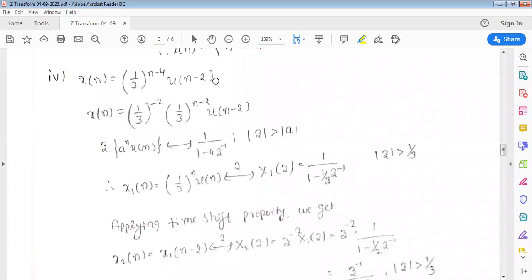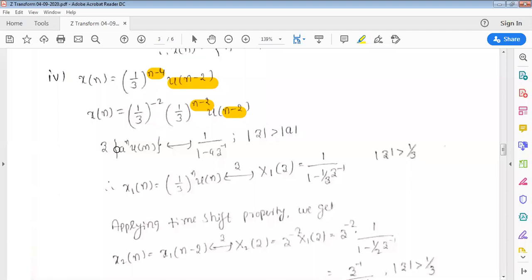Once again, I have x of n is 1 by 3 power n minus 4 into u of n minus 2, to obtain the z transform. Now look at u of n minus 2. You should bring the n minus 2 here also. So what I will do, I'll rewrite this as x of n is equal to 1 by 3 raised to minus 2, only minus 2 will take this side. So 1 by 3 raised to n minus 2 into u of n minus 2. Look here, this n minus 2 and this n minus 2 should match. Then only you'll be able to solve the problem.